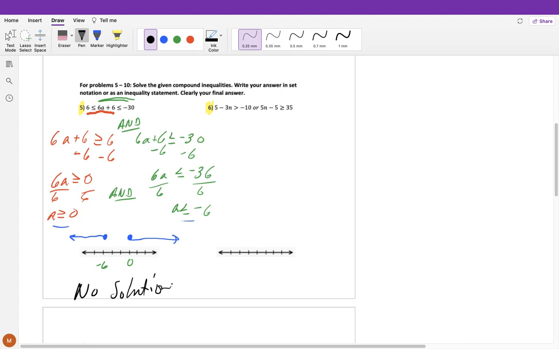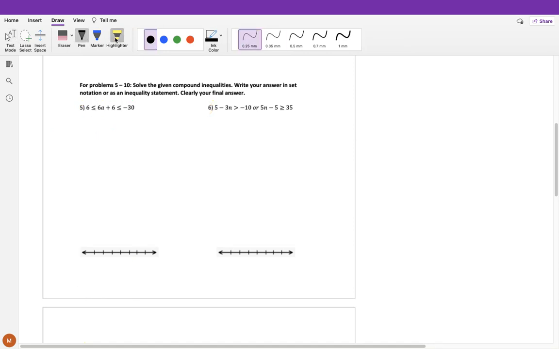All right, so now let's go ahead and move on to question number 6. I'm going to erase all this work so that I have space to do number 6. So just make sure you go back if you need it. All right, so now number 6, I see this is an or statement. So remember, when it's or, we only have to satisfy one of the two inequalities at once. So I'm still going to go ahead and write them out on their own. So 5 minus 3n is greater than negative 10, and I'm just going to go ahead and solve it.